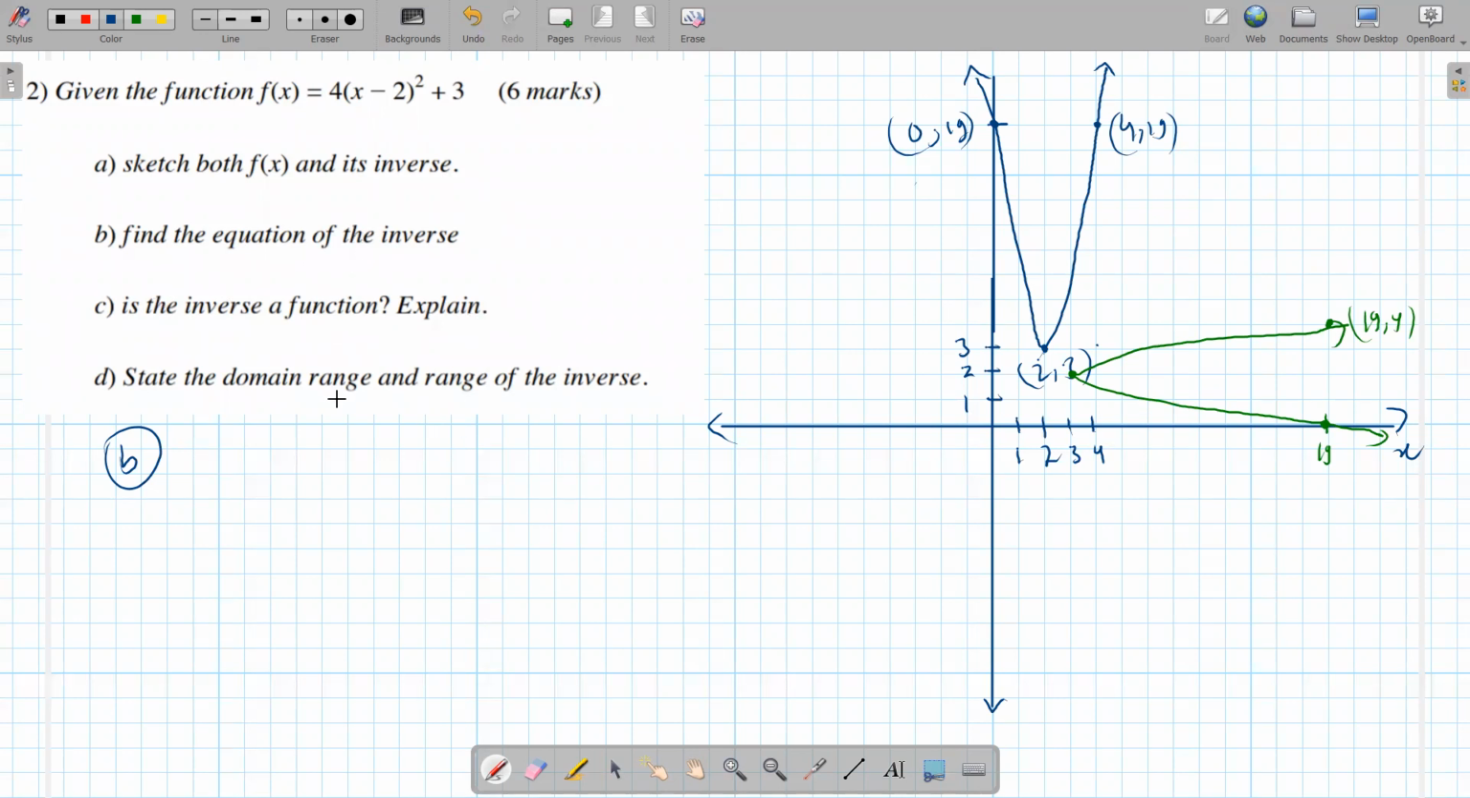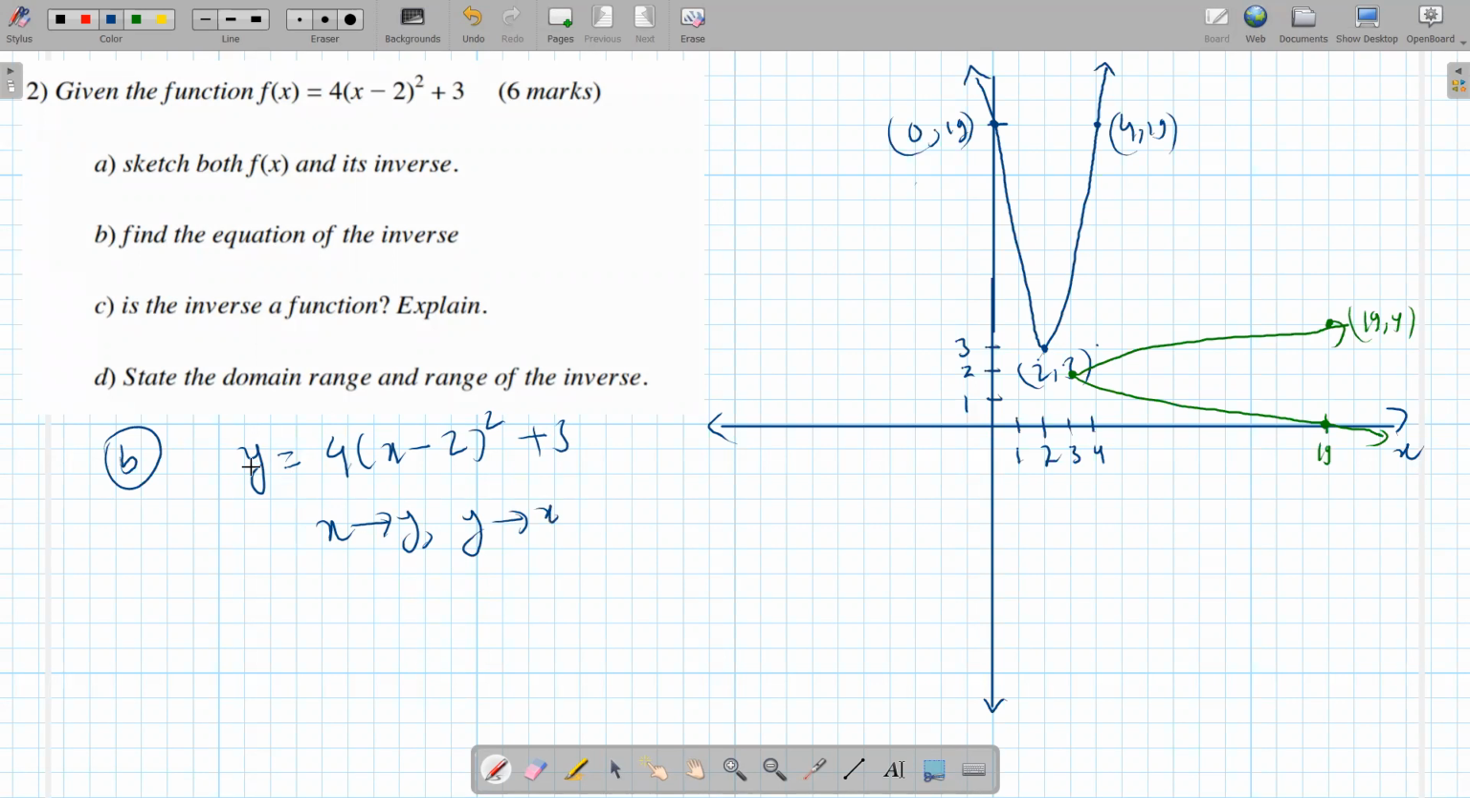Equation of the inverse. Step 1: rewrite f of x as just y. It'll help you. And the first step in finding the equation of an inverse is to interchange x and y. So x becomes y and y becomes x.